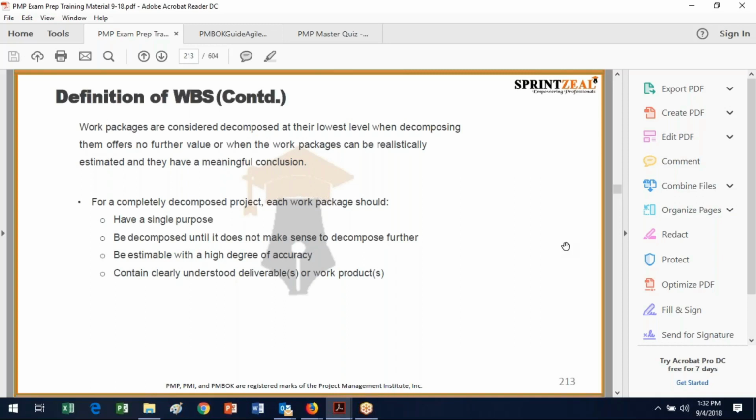So for a completely decomposed project, you should have a single purpose in the work package, which is what we call the thing at the bottom of the tree. Again, be decomposed down to the lowest level, be estimable with a high degree of accuracy. So like I said, you should be able to estimate something that takes 2 weeks highly accurately, because when you're doing that, you can tell whether you're a week or 2 weeks into it. And then it should be clearly understood in terms of what the work product is.